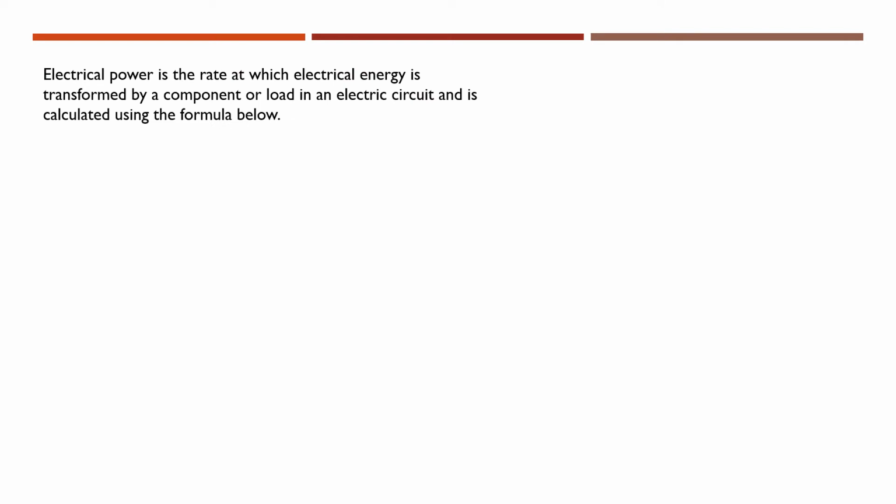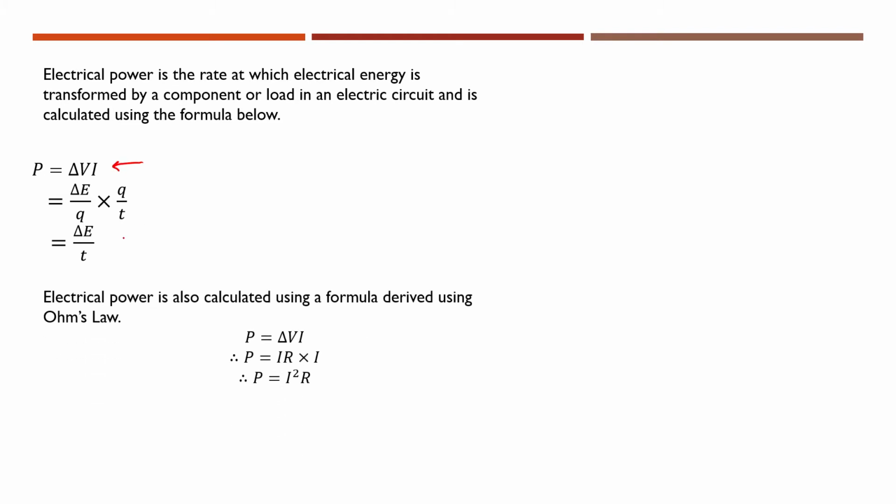Right, electrical power is the rate at which electrical energy is transformed by a component or load in an electric circuit, as calculated using the formula below. So we've got P equals VI, remember that's the third equation, and V can also be written as delta E over delta Q, and I can also be written as Q over T. So that's how we convert this one into the second equation we learned.